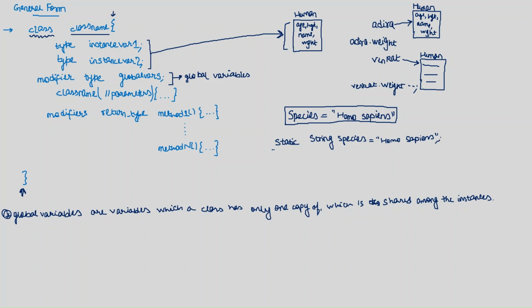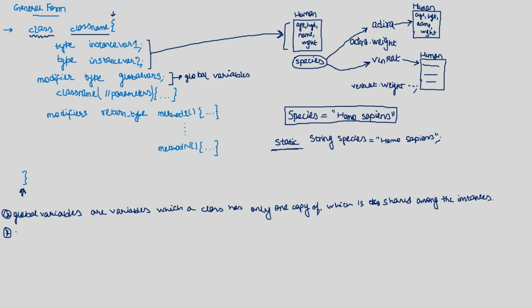The use of the keyword static really matters here because then you are actually telling the compiler that you just need to have one copy of this variable species stored in the human class, and only that one copy present in the human class would be shared among the instances of the human class. So it'll be the same for Adira, it'll be the same for Venkat, or it'll be the same for any number of instances you create for the human class.